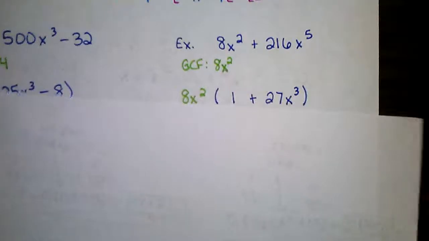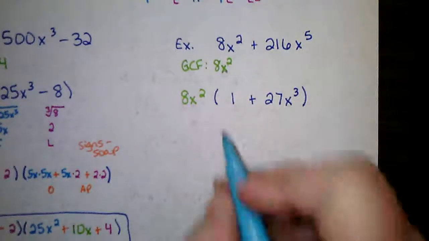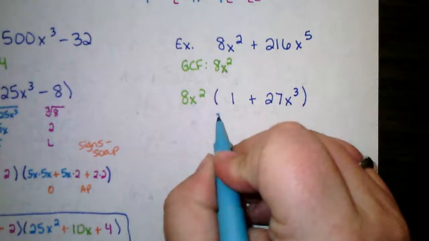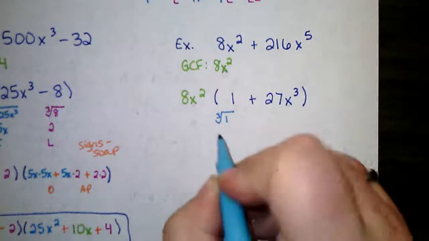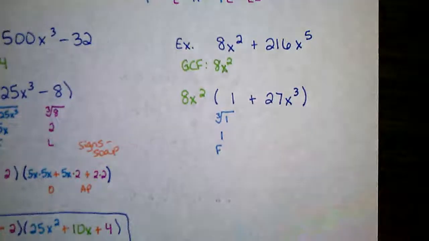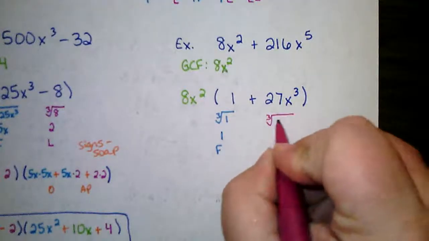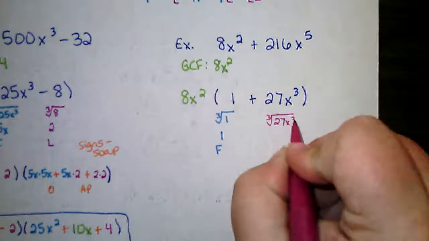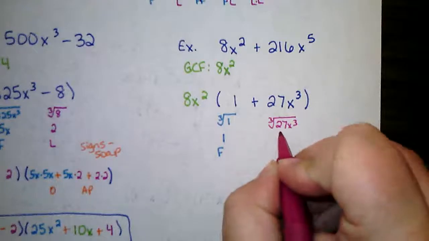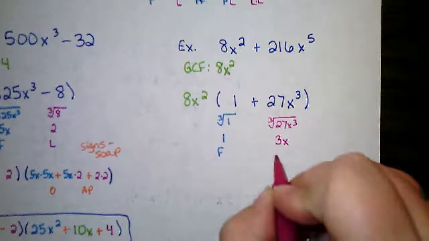Well, hopefully, if you divided out 8x squared correctly, you got 1 and 27x to the third. So remember, the next thing we have to do is uncube them or cube root them. So what is the cube root of 1? Well, that's 1. So our f is going to be 1. And what is the cube root of 27x to the third? Well, grab your calculator. The cube root of 27 is 3. Cube root of x to the third is just x.